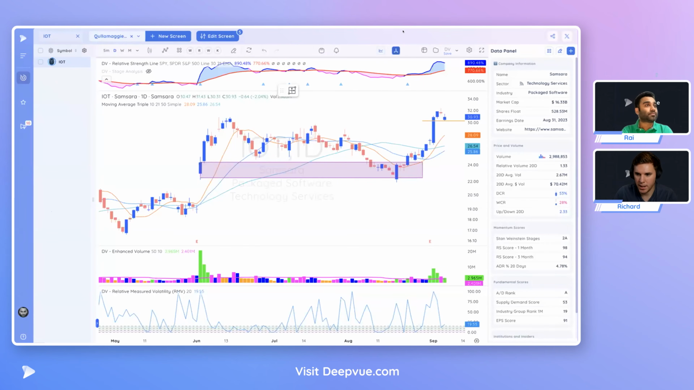Yep. And Ethan asks, does Deepvue have live chart movement? Yes, everything. We have real-time price action, and we also have a mini chart view that's coming relatively soon. Rai, if you want to describe that. The mini chart view will be rolled out on Tuesday morning.